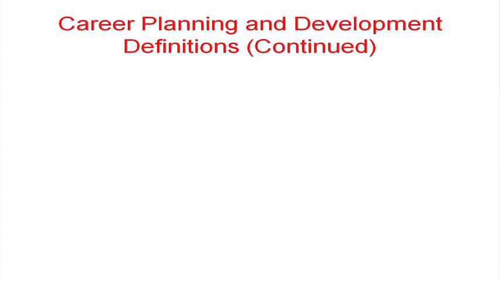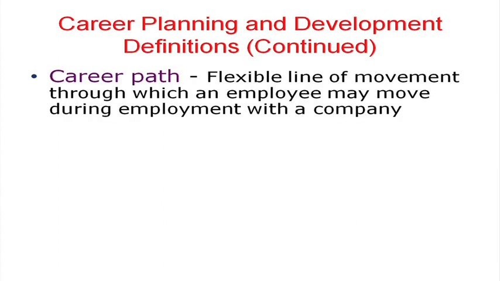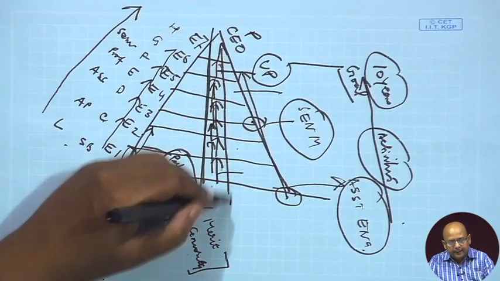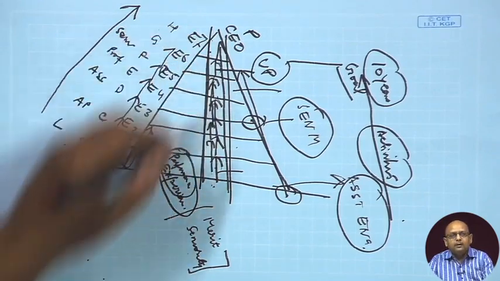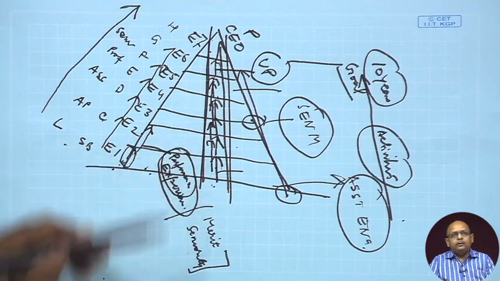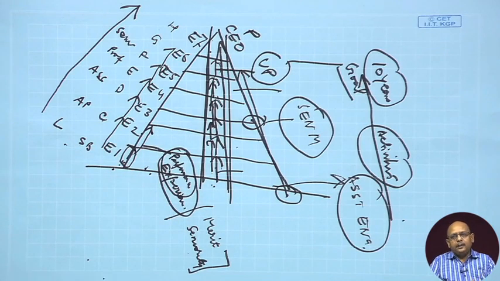Now, there are certain other terms that we need to discuss, which is career path. This career path is a line of movement through which an employee moves during his employment with any organization. So, this is what I am discussing here. This is basically the career path. You are moving from one place to another in the hierarchy, moving up in the career, right. So, this is what career path is.